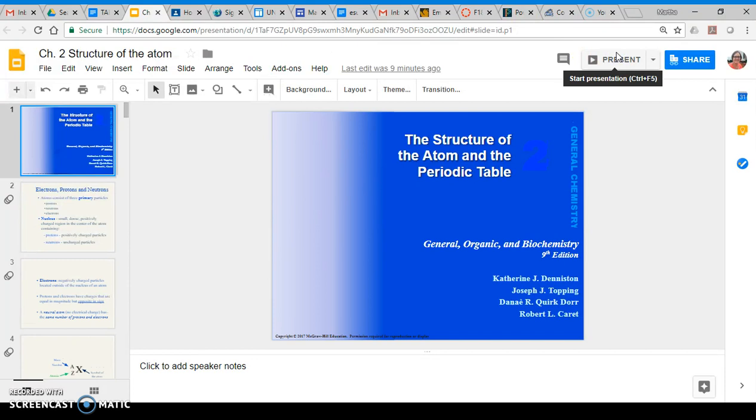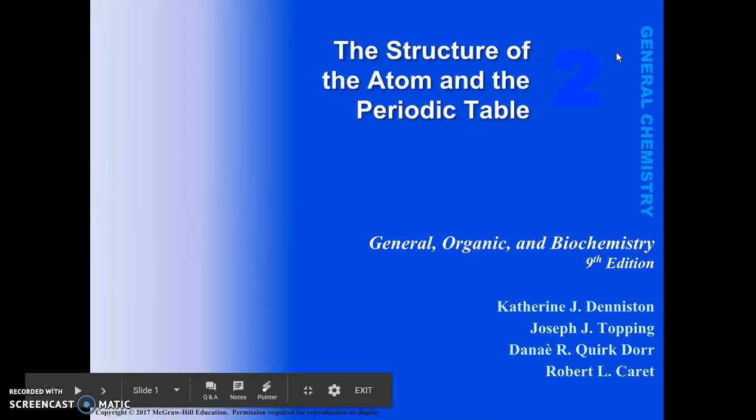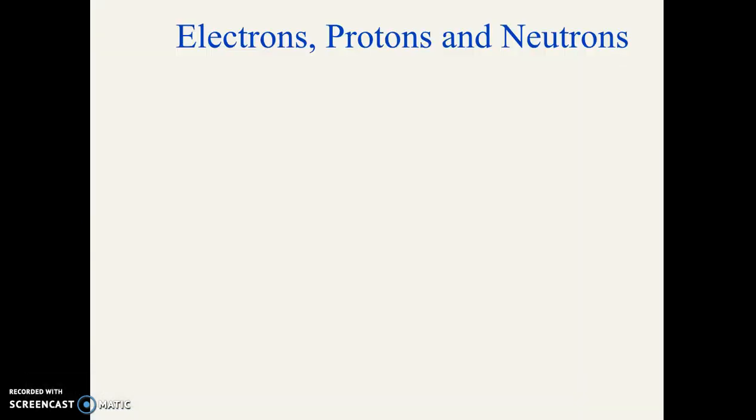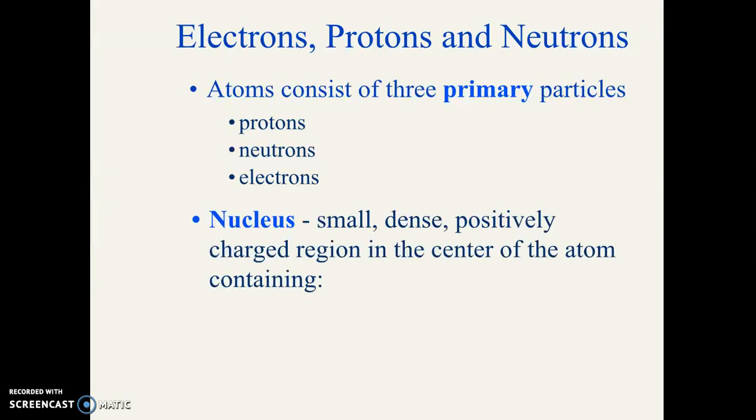So this is the structure of the atom and the periodic table, kind of all in one. So electrons, protons, and neutrons, these are the subatomic particles. So when we talk about what an atom is made out of, atoms consist of these three primary particles: protons, neutrons, and electrons. The nucleus is a small, dense, positively charged region in the center of the atom.